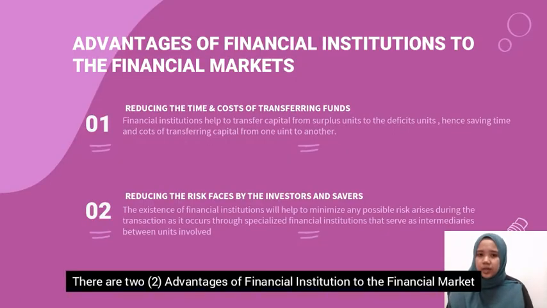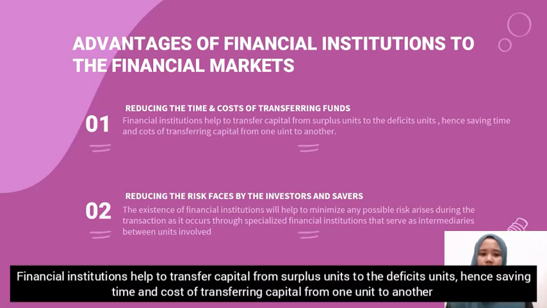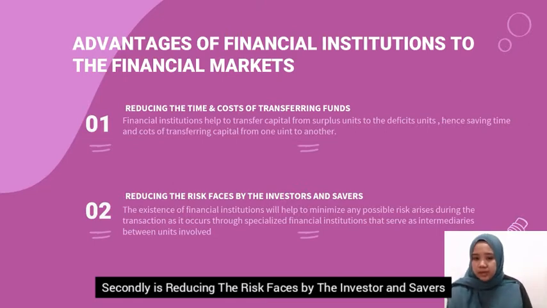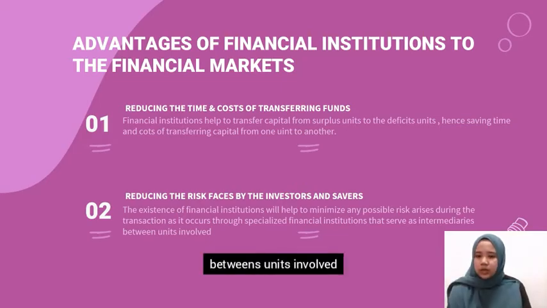There are two advantages of financial institutions to the financial market. The first is reducing the time and cost of transferring funds. Financial institutions help to transfer capital from surplus units to deficit units, hence saving time and cost of transferring capital from one unit to another. Secondly, reducing the risk faced by investors and savers. The existence of financial institutions will help to minimize any possible risk that arises during the transaction as it occurs through specialized financial institutions that serve as intermediaries between the units involved.